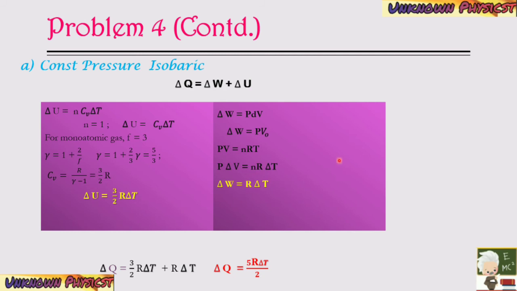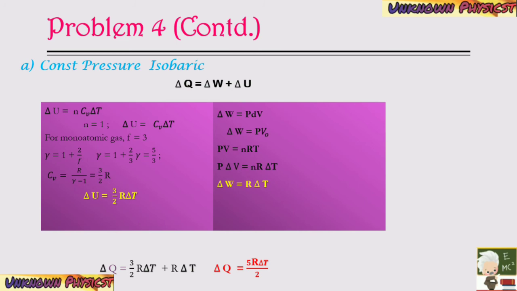Next is work done. So delta W is equal to P delta V. So change in volume is 2V0 minus V0, which is V0. So delta W is equal to PV0. But look here, your delta W and delta U are not in same terms, so we have to convert this. So we know the ideal gas equation, PV is equal to nRT. So P delta V is equal to nR delta T. So after substituting this, our delta W will be equal to R delta T. Now both delta U and delta W are in terms of R delta T. So substituting this, our delta Q will be equal to 5R delta T by 2.